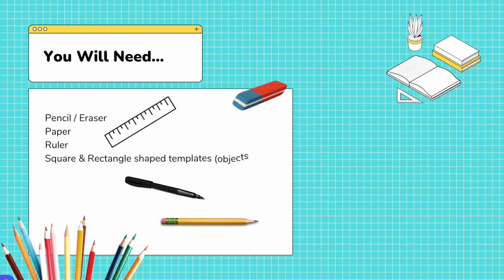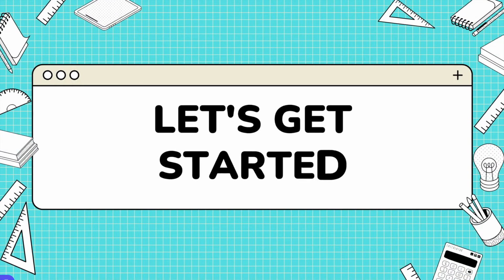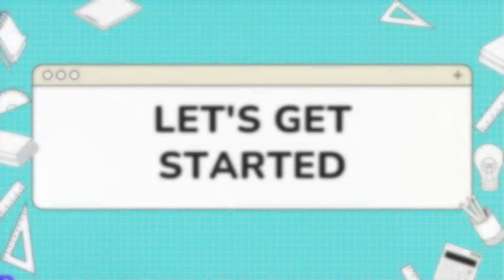You will need a pencil and eraser, paper or your visual journal, a ruler or something that has a straight edge that you can use to draw straight lines. And I also grabbed some square and rectangle shaped objects from my home, but these are not necessary. They are optional. All right, let's get started.